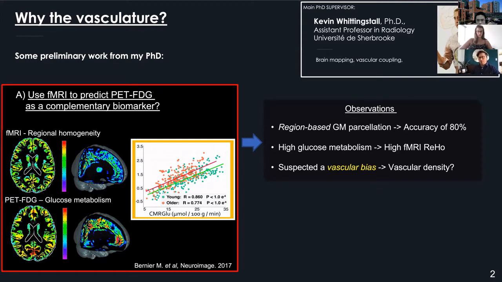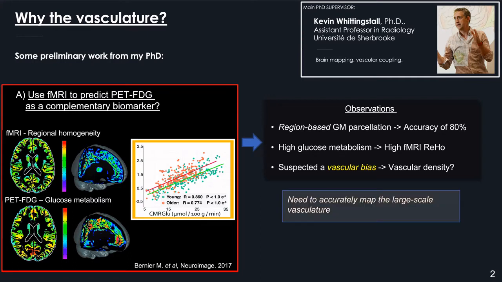So for us, it raised a few questions because those are two very different modalities, and we didn't think that this was that possible. And so we wondered if there was some common physiological characteristic that we could maybe find in those two different acquisitions. And for us, the main hypothesis was the vasculature. So basically, we needed to develop some tools to accurately model the vasculature and then look at the vascular density in different regions and maybe try to understand why we see this correspondence.